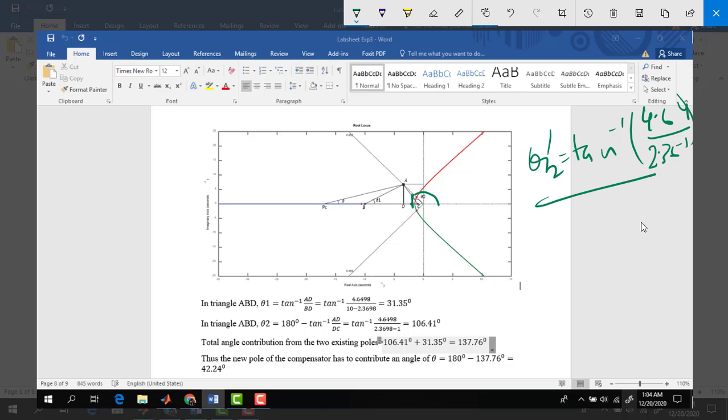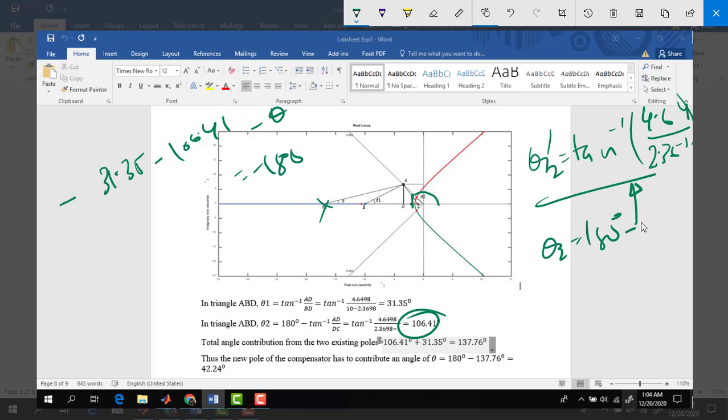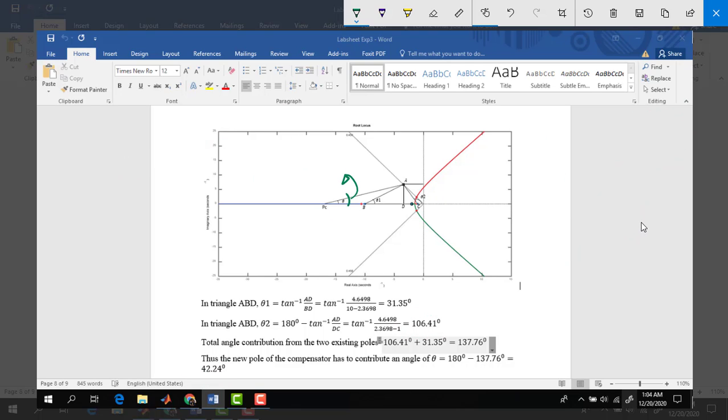And finally, the original angle theta 2 will be 180 minus this whole thing. So you can calculate it to be 106.41. So finally, minus 31.35 minus 106.41, and this is also a pole. So minus theta is equal to minus 180. If you just solve this equation, your theta will be 42.24 degrees. So now you know that this angle here is 42.24 degrees.